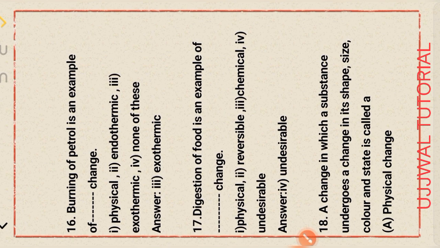Question number 16. Burning of petrol is an example of a dash change, exothermic change, because burning of petrol creates the heat. So it is exothermic change. Question number 17. Digestion of food is an example of dash change, undesirable change in chemical change. Okay.